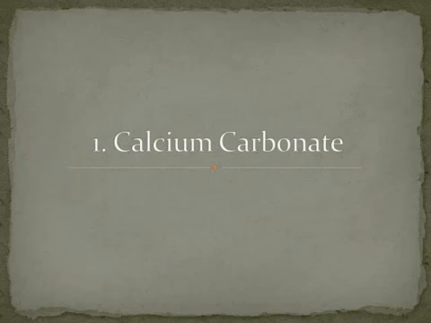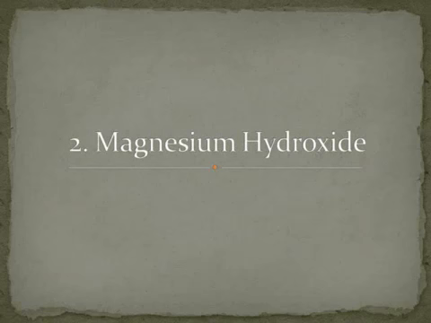The first drug, an antacid, is calcium carbonate. Brand name could be Tums. So that's calcium carbonate, which is an antacid. Magnesium hydroxide, another antacid. Brand name of that could be milk of magnesia. That's magnesium hydroxide.